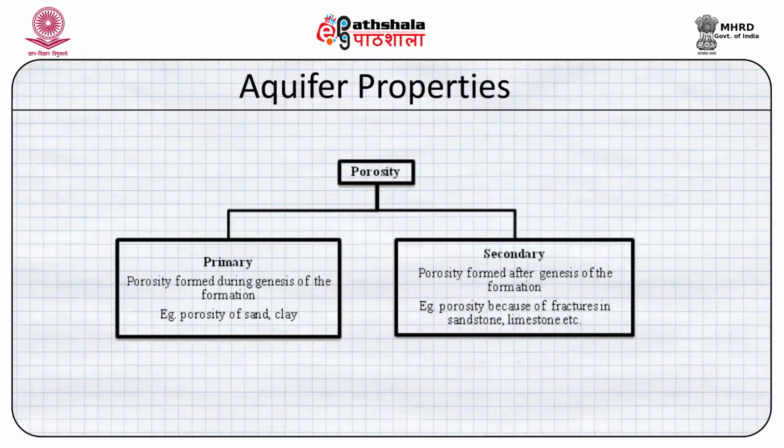Now, porosity can be either primary porosity or secondary porosity. Have a look at figure 6. What is there? You have porosity, flow chart, primary porosity and secondary porosity. It's written, primary porosity is porosity formed during genesis of the formation. Secondary porosity is porosity formed after genesis of the formation.